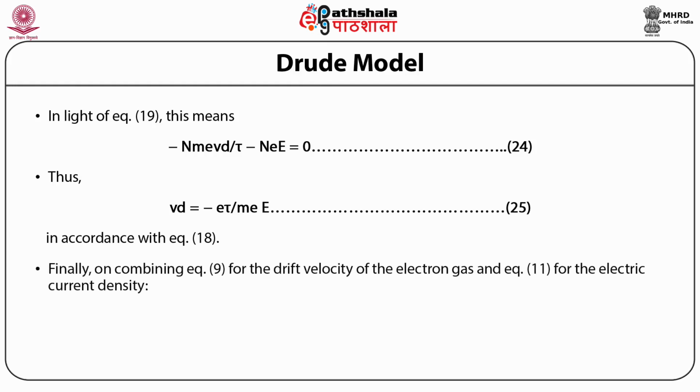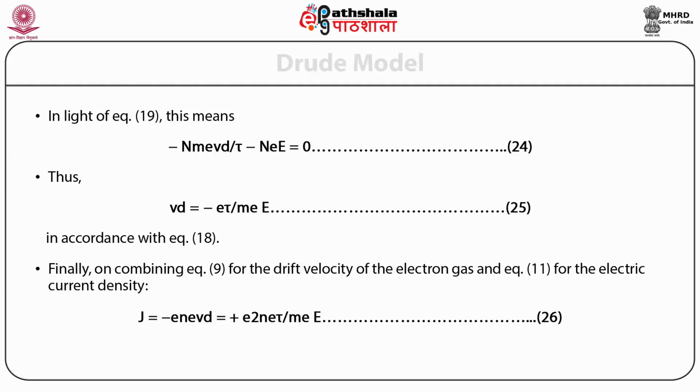Finally, on combining equation 9 for the drift velocity of the electron gas and equation 11 for the current density, J is equal to minus e into N_e into v_d. This is equal to plus e square into N_e into tau divided by m_e, into capital E. This is represented as equation 26.